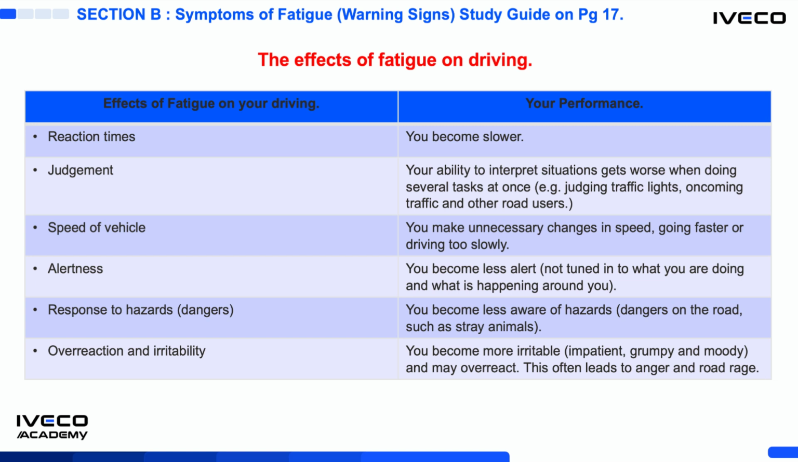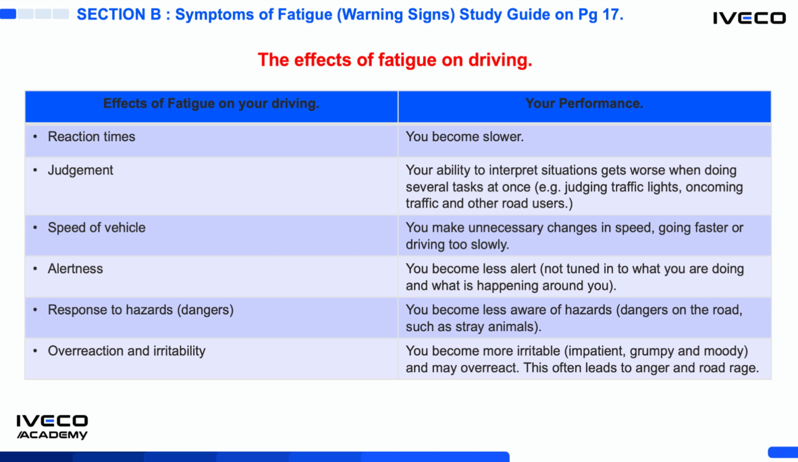The second point, judgment of situations, will influence your ability to interpret situations, which will become worse when doing several tasks at once. An example would be judging traffic lights, oncoming traffic, and other road users. The third point, you make unnecessary changes in speed, going faster or driving too slowly.